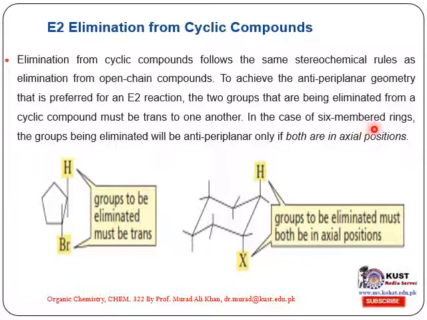In the case of six-membered rings, the groups being eliminated will be antiperiplanar only if both are in axial positions. Okay. For the groups to be antiperiplanar in cyclic compounds, this is only possible if these two groups are on adjacent carbons and are axial, like here. H and X are both in axial positions. These two groups must be trans to each other.